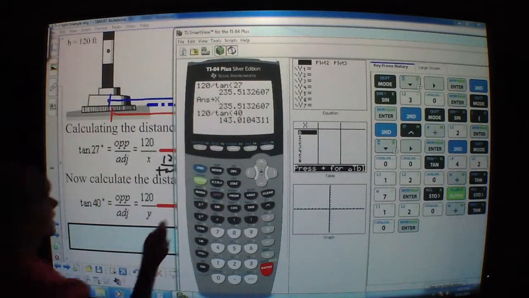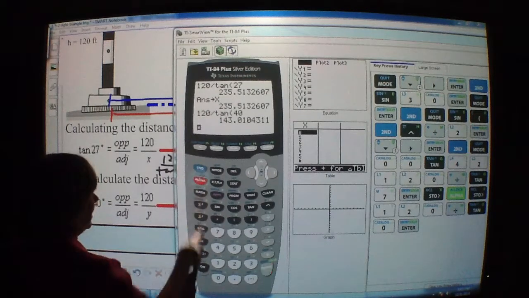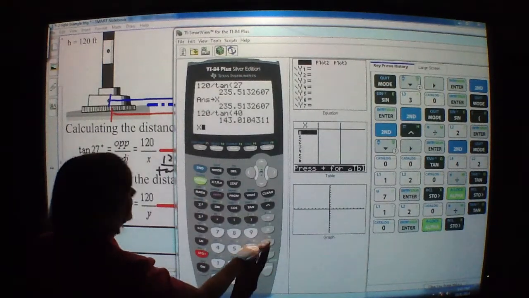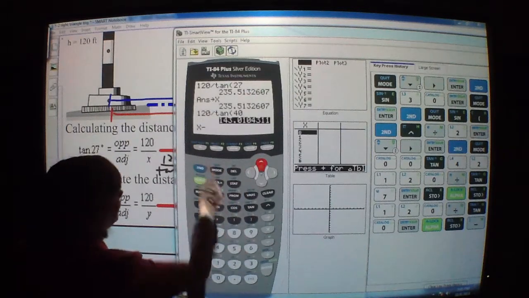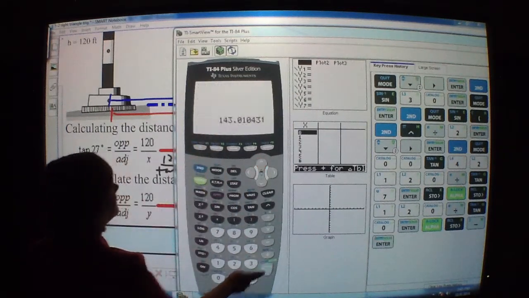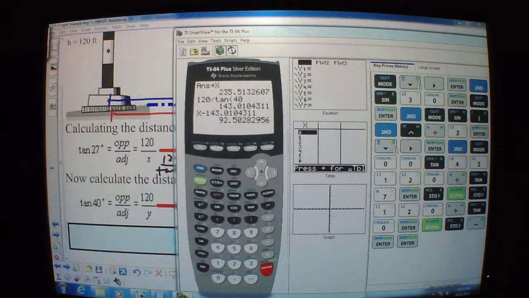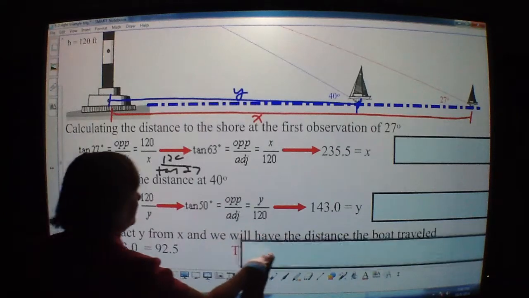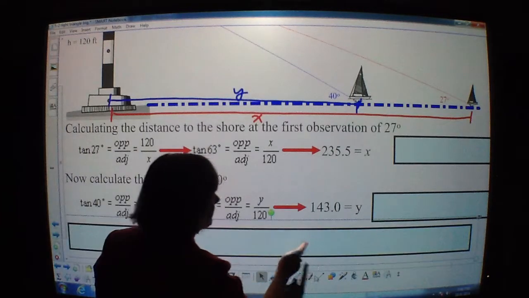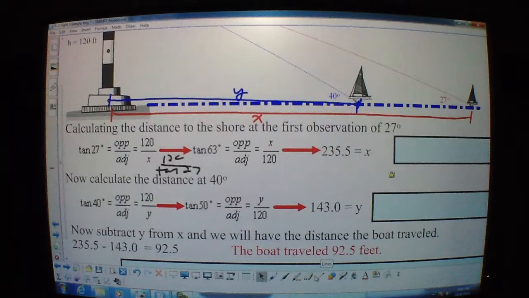Okay? So I'm going to take my x, which is green there. I'm going to do x minus. I didn't store this, but I could do this if I want to go back up and grab it. And I didn't have to store this one. I could have grabbed it. And you end up with about 92.5. When you do it, you should have about 92.5. So the boat traveled about 92.5 feet.